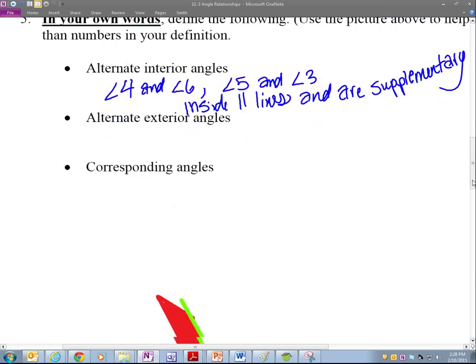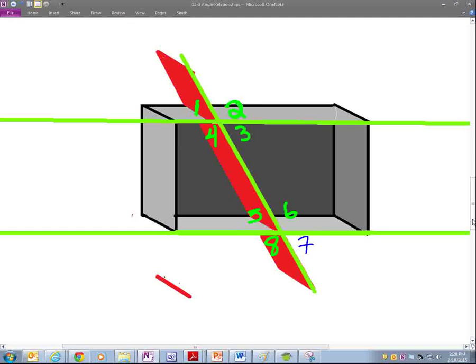Okay, alternate exterior angles. Which ones are on the exterior of the shoebox? Yes, Miss Deja. 1, 2, 8, and 7. Exterior, on the exterior of the shoebox. 1, 2, 8, 7. Those are exterior angles, and it's alternate, so they're not going to be on the same side as the transversal. Uh-oh, what did I just do? We're good. So it's going to be 2 and 8.